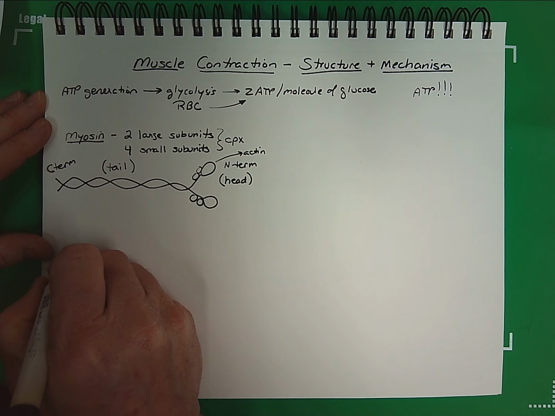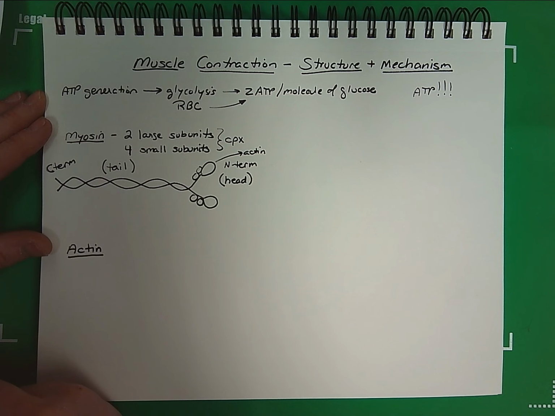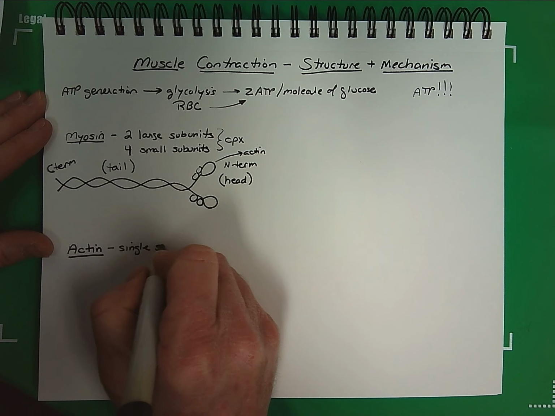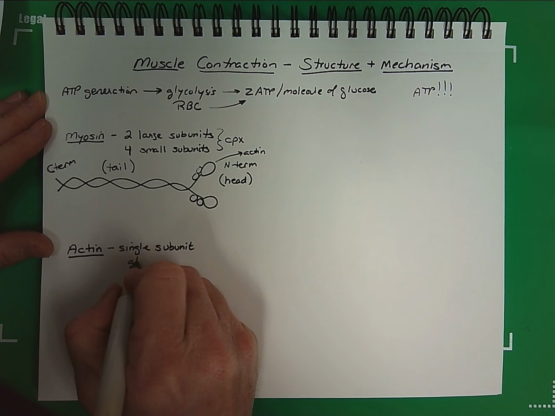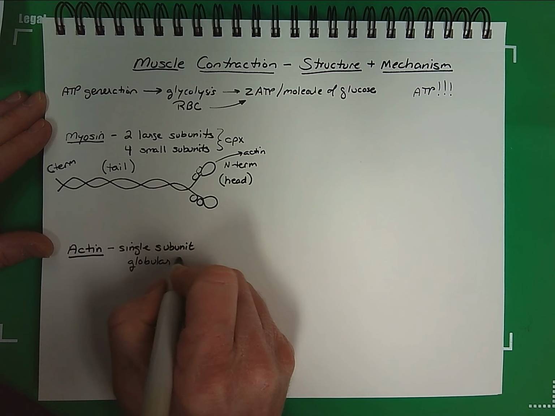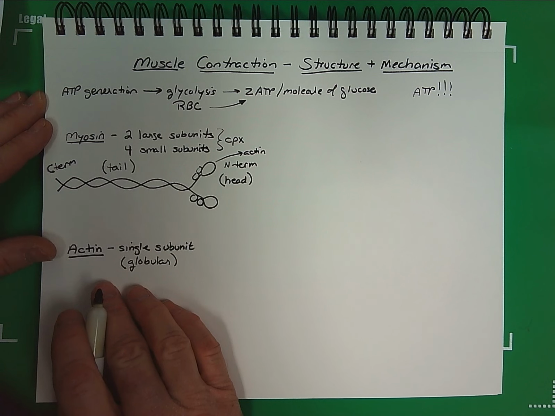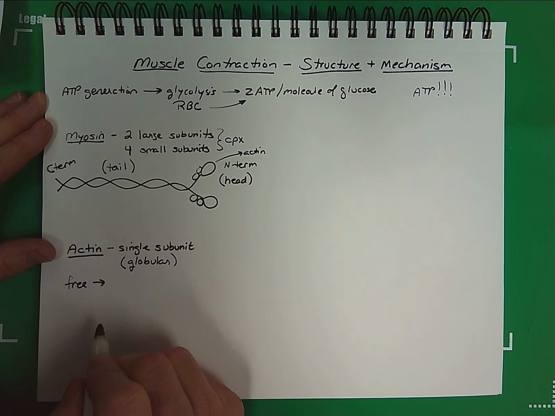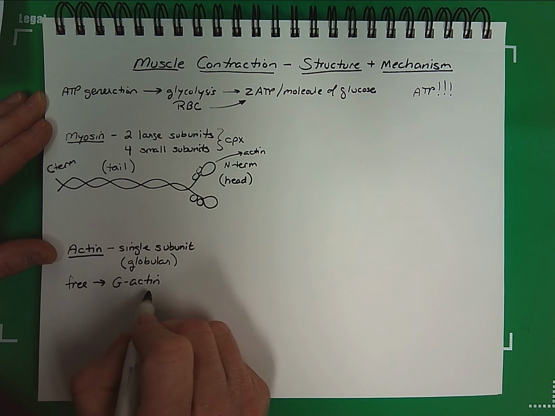Now let's look at the second major protein of the contractile element, which is actin. Actin is a single polypeptide. It is a single subunit protein, and it is a globular structure. Now, the important definition of globular in this case is that the free actin that is soluble in the cytoplasm, that is not bound into the filament structure of actin, is termed G-actin, for globular actin.